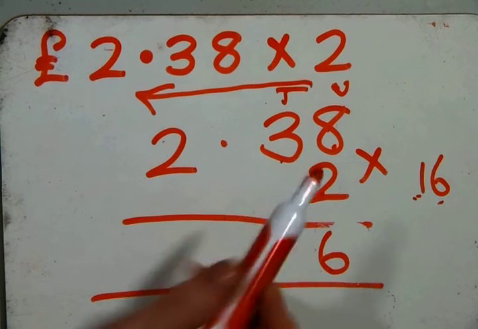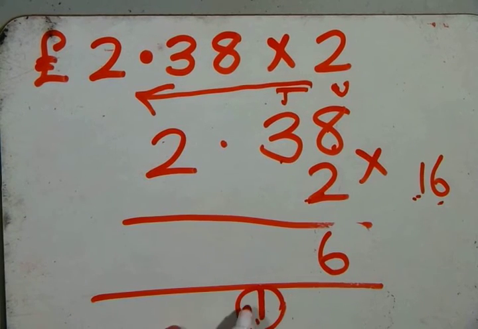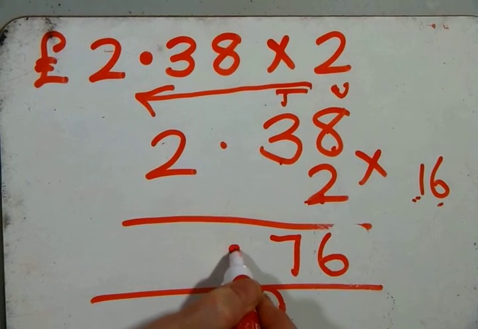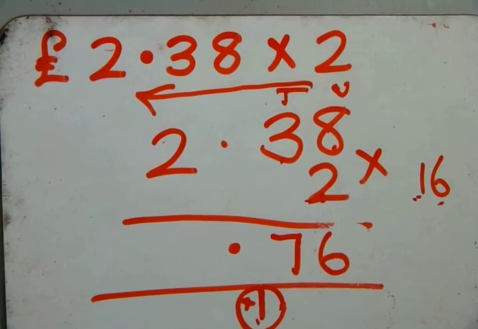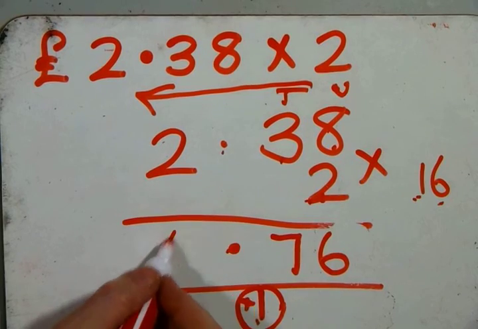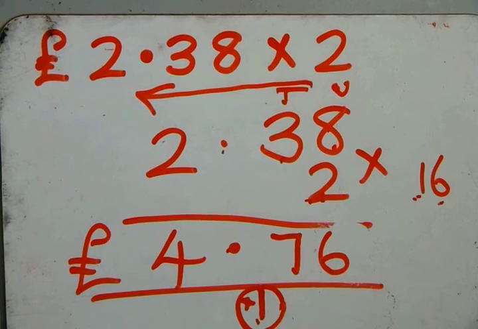2 times 3 is 6. But in this column I also have this 1, so I need to add it on. So 2 times 3 is 6, and then add 1 on, which gives me 7. And we carry on to the next number, the decimal point, you just write it in. 2 times 2 is 4. So the answer is £4.76. Let's try another one.